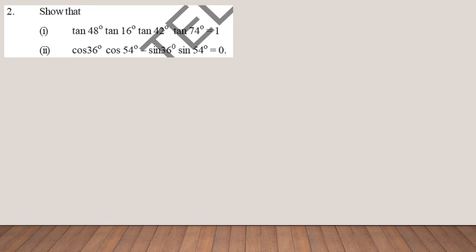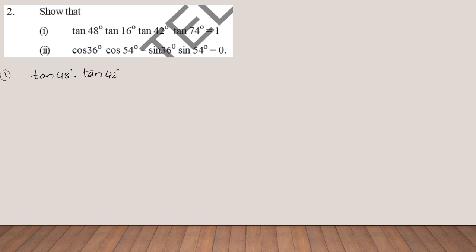Next, moving on to question number 2. Here in question number 2 we are given tan 48 degrees, tan 16 degrees into tan 42 degrees into tan 74 degrees. Now in this particular question, first of all we need to see which pairs are maintaining the sum as 90 degrees. So now let us see this. Tan 48 degrees into tan 42 degrees.